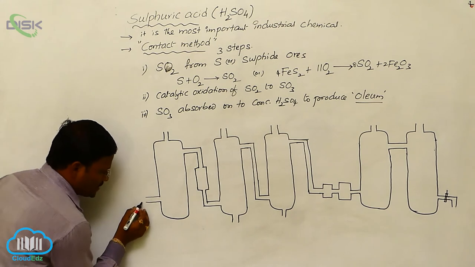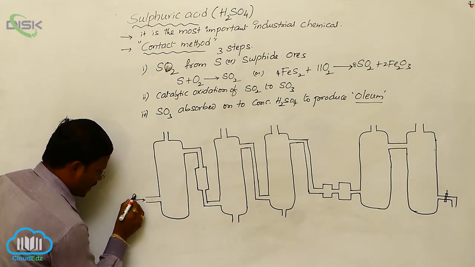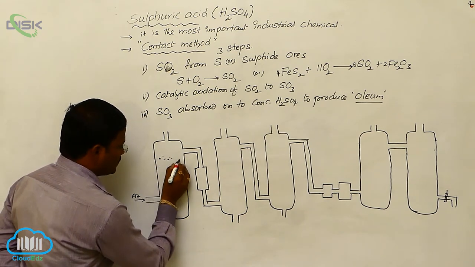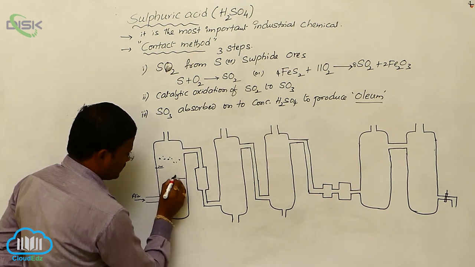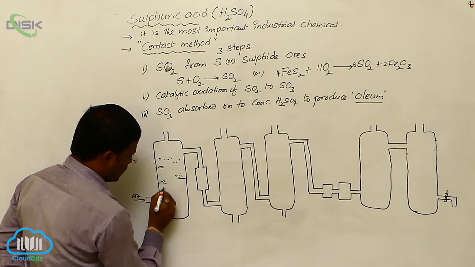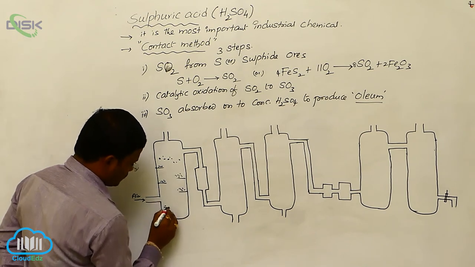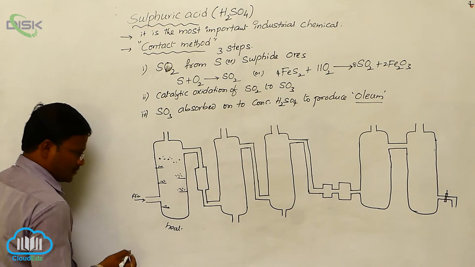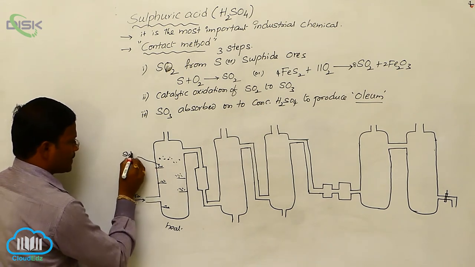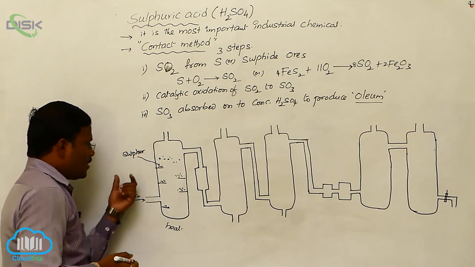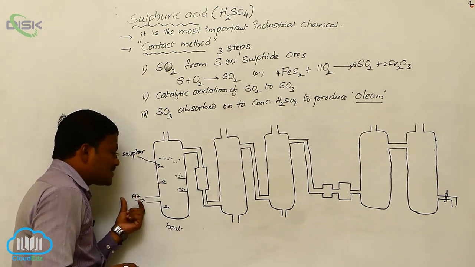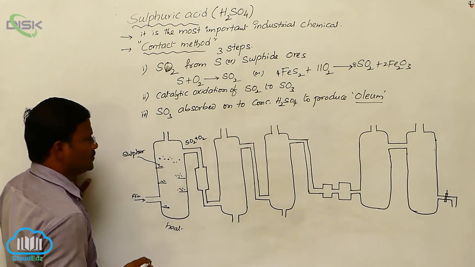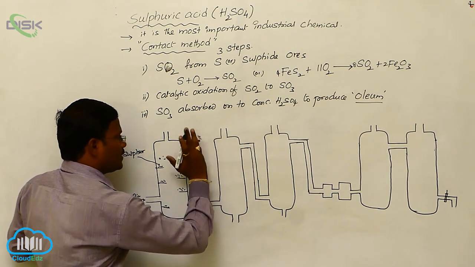Once again, this is an inlet. First we apply air. Inside the first chamber, it is filled with sulfur. That means while we heat the chamber, it contains sulfur. Now the sulfur reacts with oxygen present in the air and converts into sulfur dioxide plus oxygen, or it can convert into sulfur dioxide only.